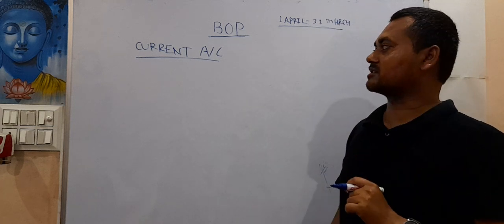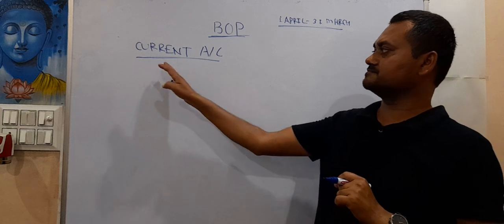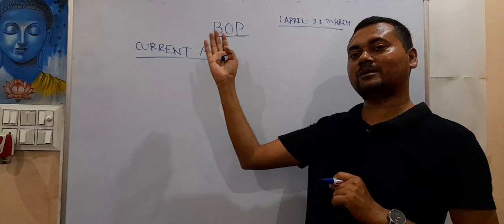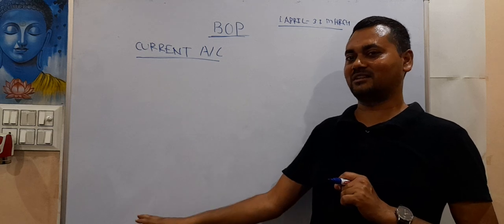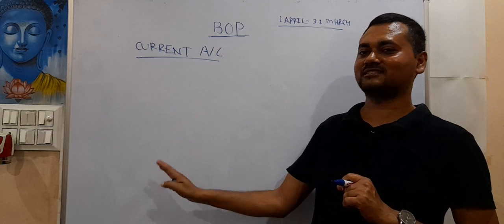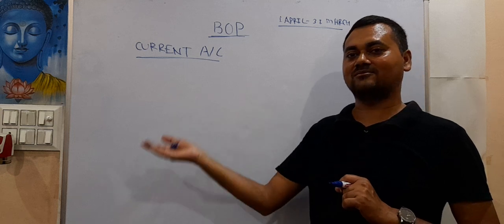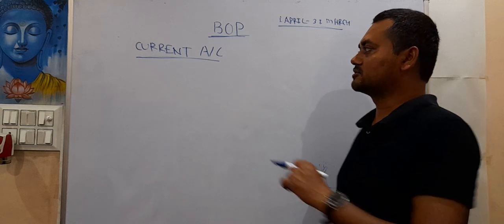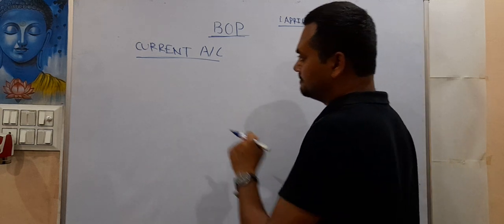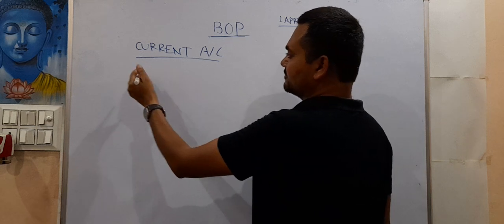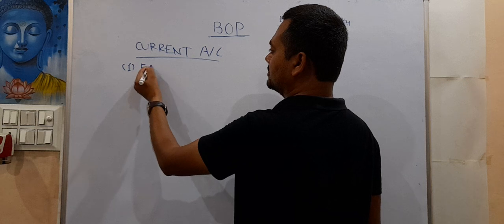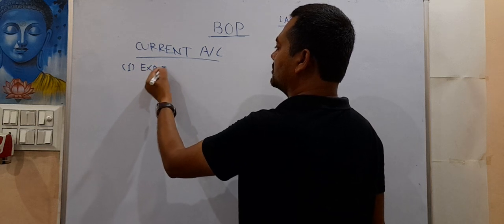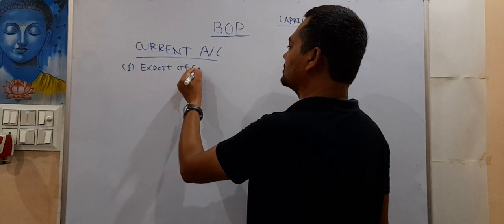Now let's talk about the components. This balance of payment is always balanced. How will it be balanced? We will understand it, because that is the reason why it is called balanced. So in the current account, there are certain items. The first is the export of goods.